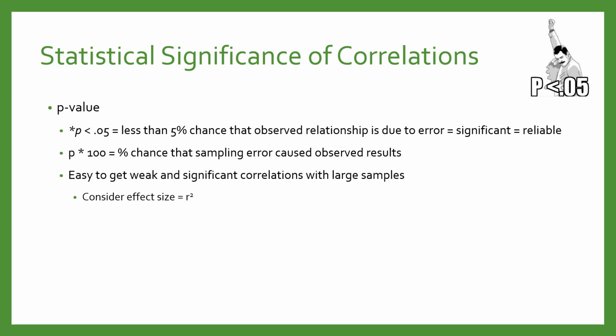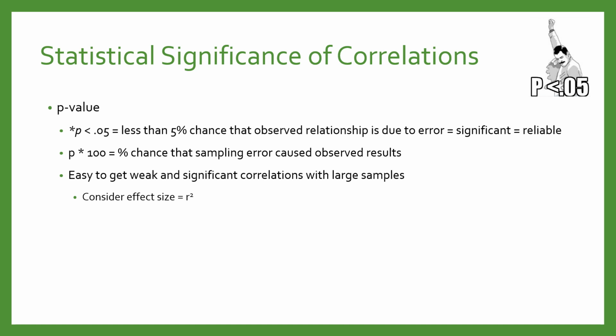So usually in correlation tables, you'll see a star to indicate p less than 0.05. And that means if p is less than 0.05, there's less than a 5% chance that the observed relationship that you're looking at is due to error. If p is less than 0.05, that means your findings are significant, and it means that your findings are reliable, and that you can be confident that what you observed in your sample would probably be observed in the population because there's a real relationship between those variables.